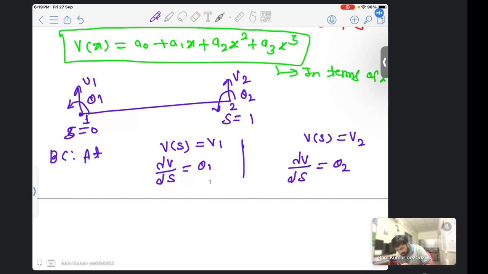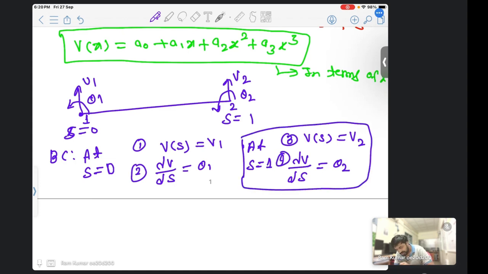At s equal to 1, at x equal to 0, then v equal to 1. This will be your boundary condition. Okay. So first we have to put the first boundary condition. So this one, 1, 2, 3, 4. This is separate. This is separate.